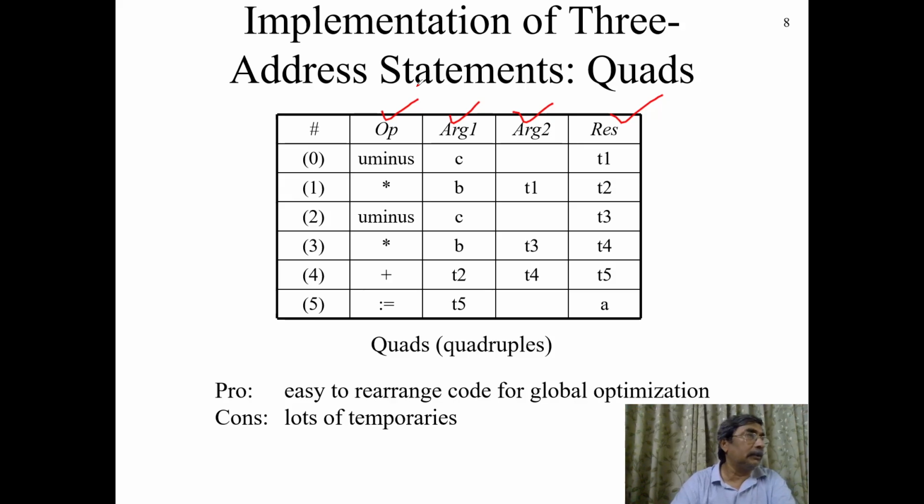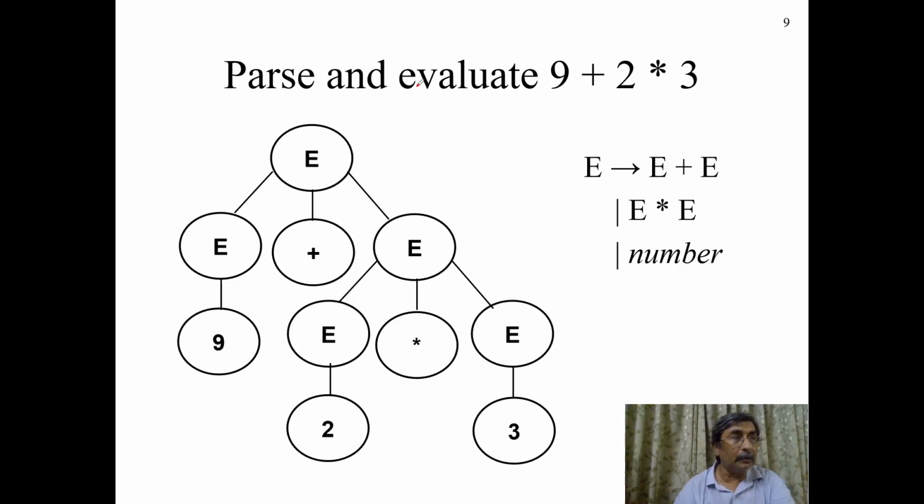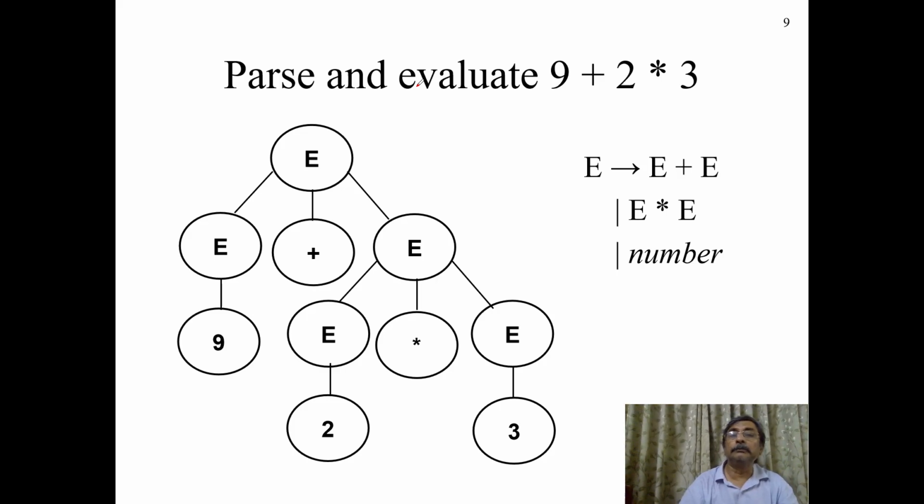However, three address code, as I have said, has the disadvantage of using too many temporaries. Naturally, too many temporaries, because after all, in one particular instruction, you cannot have more than three addresses. You can at most use only three addresses. So now it is time to change gear and look into the detail of the three address code in operation. In particular, we look at this grammar: E produces E plus E, or E produces E star E, or E produces number.